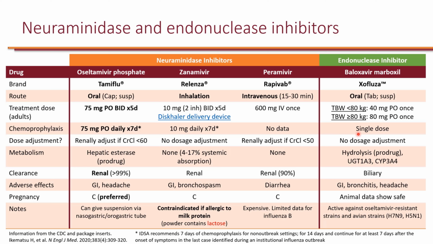It is also a single dose, same recommendation for chemoprophylaxis, so it's convenient that it's just a single dose and no dosage adjustment is needed. Some of the adverse effects include GI, bronchitis, and headache. And one thing to note is that it is active against oseltamivir resistant strains and avian strains, which generally are not common, these strains.